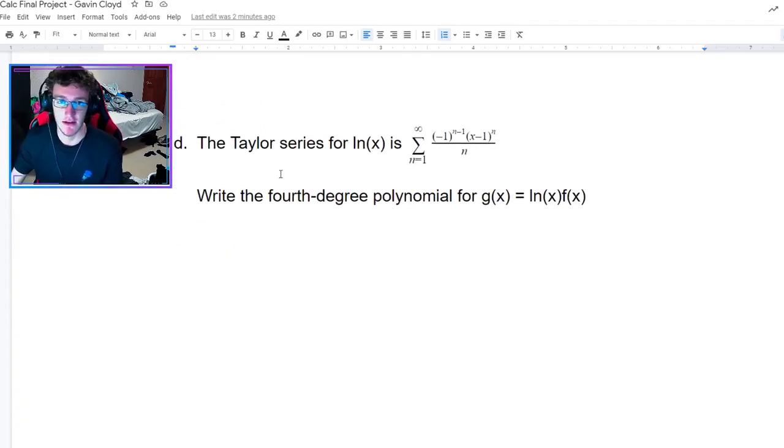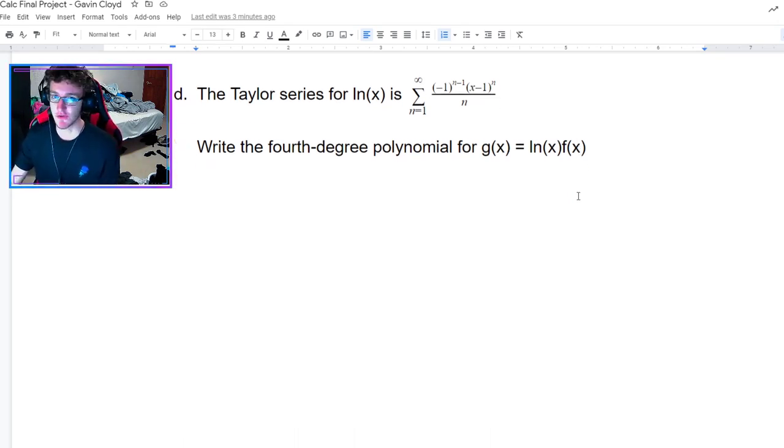And now that you've done that, at the end, there's the big curveball, the hardest one of all. It gives you the Taylor series for ln of x, n equals 1 to infinity of negative 1 to the n minus 1 times x minus 1 to the n over n. And then with that Taylor series for ln of x, it has you write the fourth degree polynomial for g of x, which is ln of x times f of x. This one was a curveball for me. I had to remember how to do this.